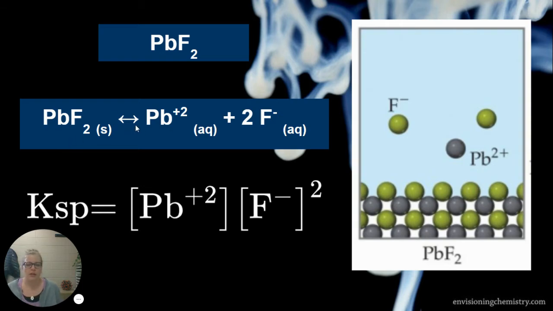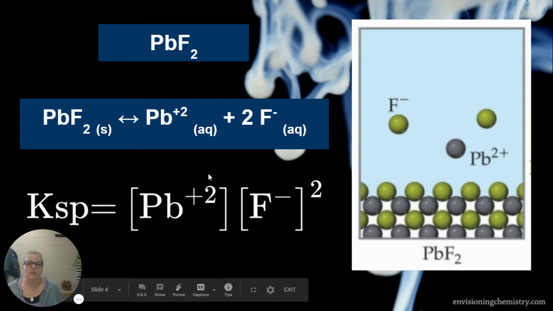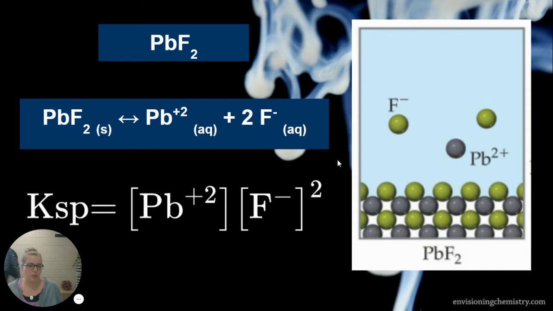We've got the double-sided arrow, which means that we get a little bit out as product, but some of it is also remaining as a solid. And our Ksp expression is going to look a little bit different, and you'll see more of the power showing up when we talk about the Ksp's. So in the case of this reaction, the Ksp equals the concentration of Pb2+ matches the ions here, times the concentration of F-. And in this case, because there's a coefficient of 2 here, it's going to be squared.